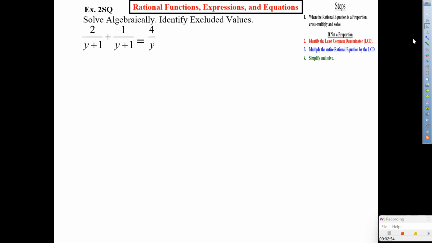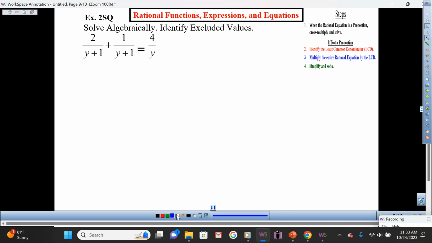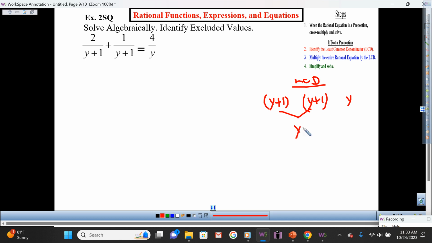So we go straight to identifying the LCD. So over here on the side, if you have red, we're going to start with LCD. Let's write our denominators. Y plus 1. The other one is y plus 1, and the other one is y. So let's look at the first one. Can we factor this one anymore? No, so let's set it in parentheses. The second one? No, set it in parentheses. So let's look at the first 2. What do you guys notice? They're the same, so these are common. So our common denominator is y plus 1 in parentheses. Bring down y.